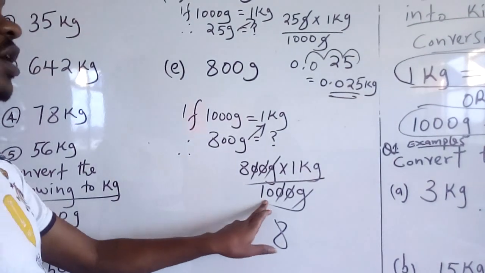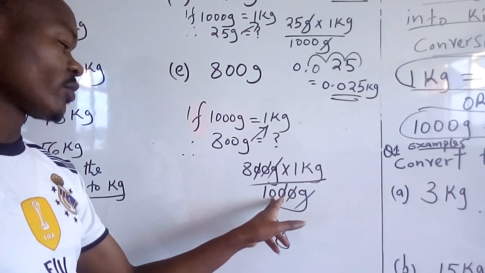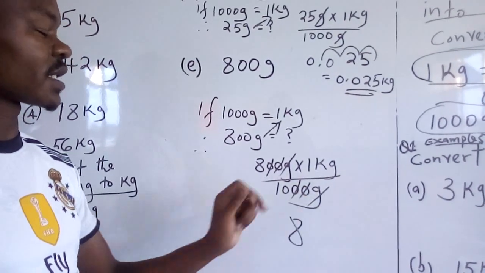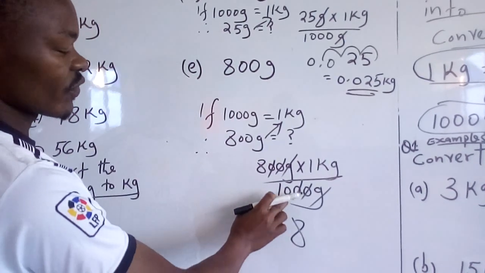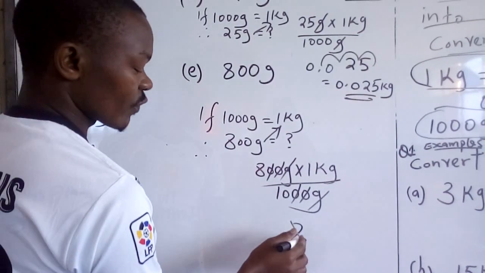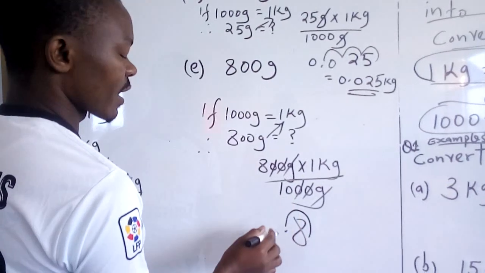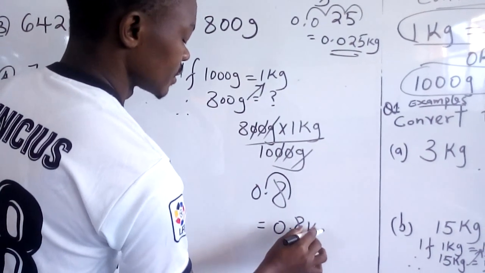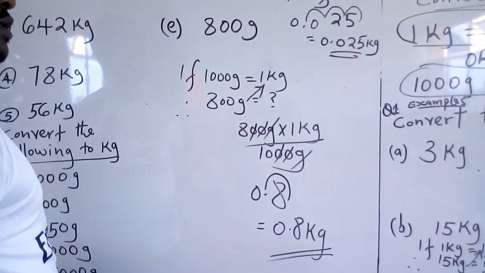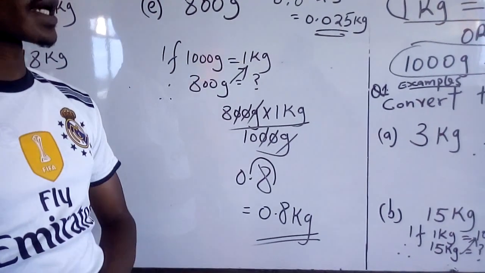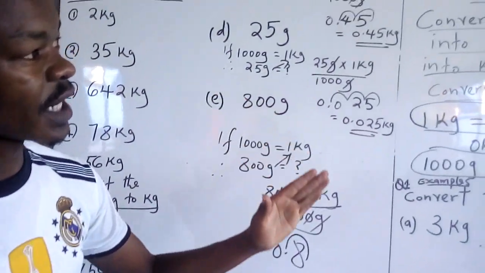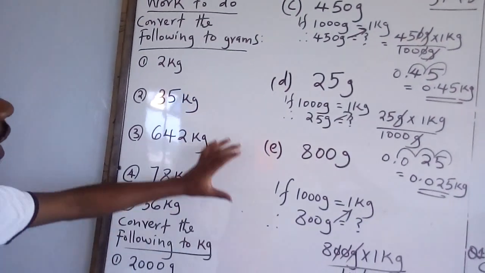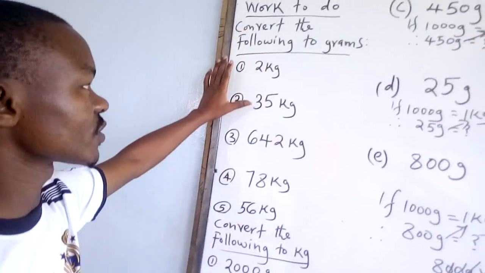But I've said the number of zeros here in the denominator will guide you and will tell you the number of decimal places that you're supposed to count here. So we have 1 zero. That means we are going to have 1 decimal place there. So our answer is supposed to be 0.8 kilograms. So that is how we convert the grams into kilograms and kilograms into grams. Up to there, we can try to work out these ones.